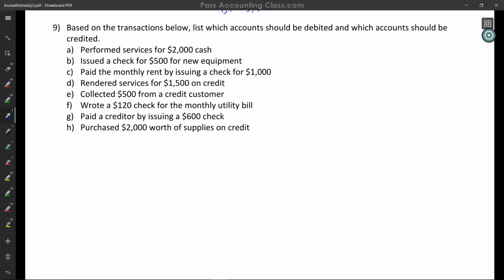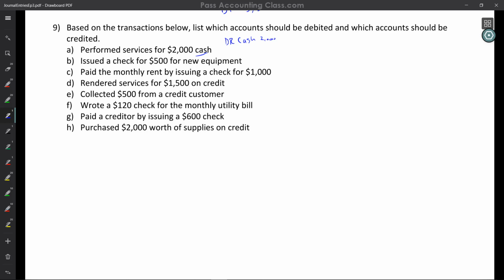And then for the last question, we've got based on the transactions below, which accounts should be debited and which accounts should be credited. So we've got perform services for $2,000 cash. If we perform services for cash, that means we received cash. Cash is an asset. We increase the balance of cash by debiting it. So we are going to debit cash. And that's going to be for the $2,000.